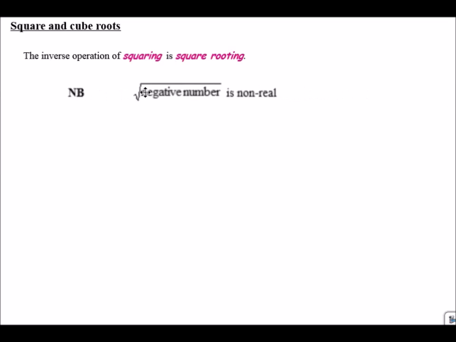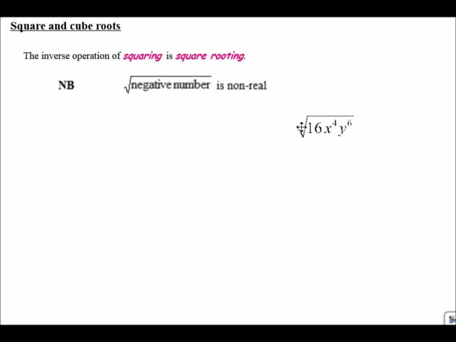Let's look at square and cube roots. The inverse operation of squaring is square rooting. Now there was this important fact to remember, that a negative number square rooted is non-real. Let's have a look at an example of square rooting a term that has variables.